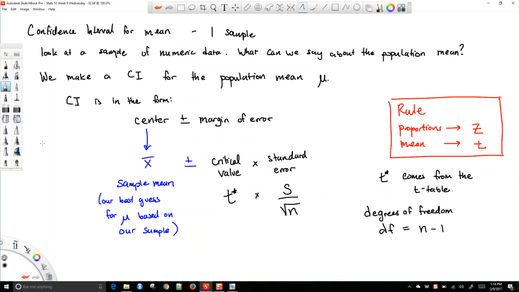All right, so it's pretty straightforward. For example, n is equal to 12, and we want 95% confidence. Then that means degrees of freedom is equal to 11, and our t star is equal to 2.201.